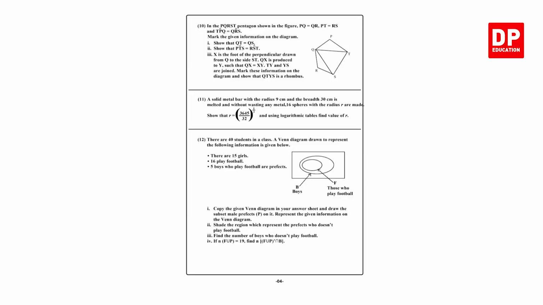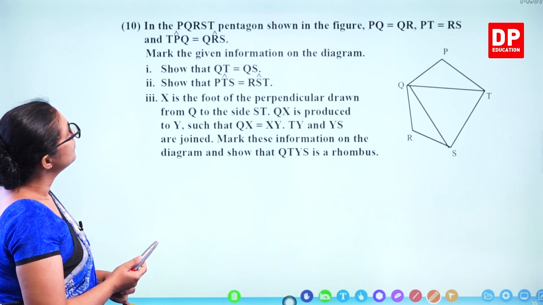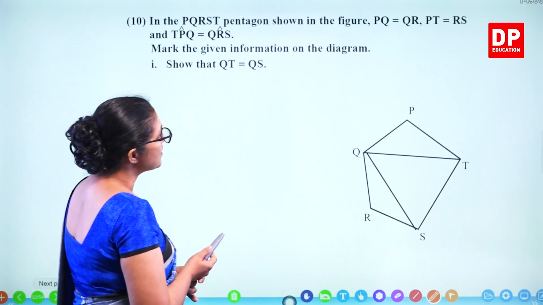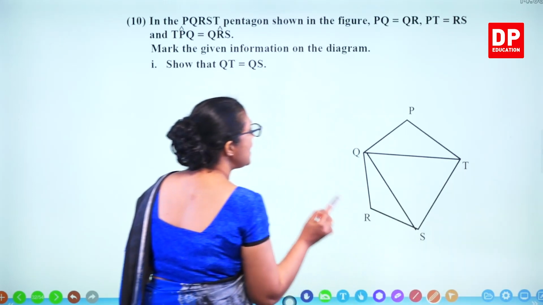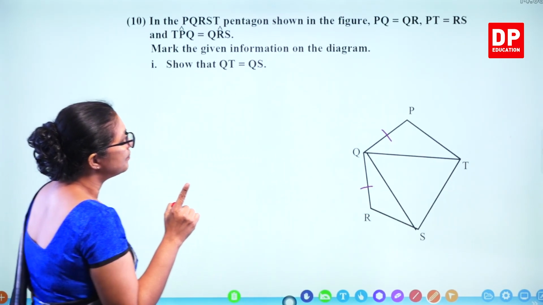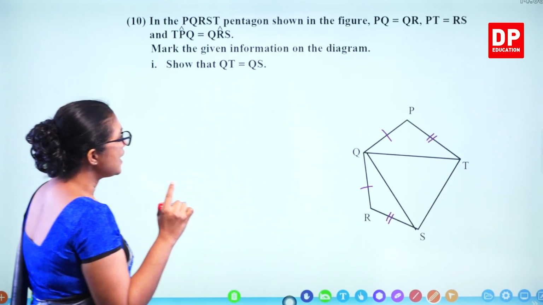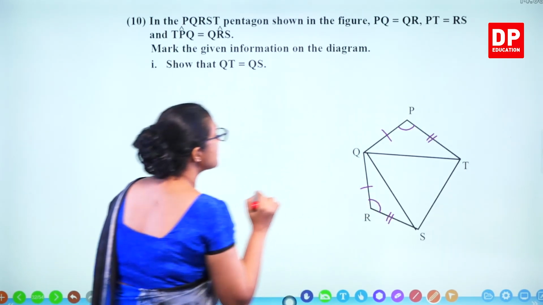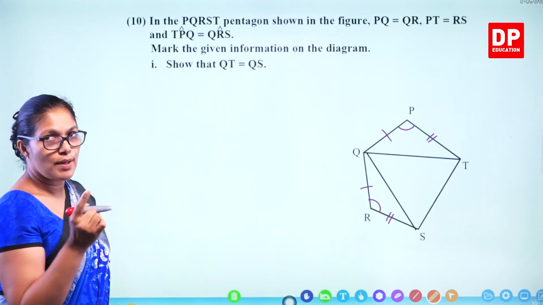Now you can try 10, 11, 12. We'll take question number 10. So you get 3 parts. This is about proofs again. First part, in the PQRST pentagon shown in the figure, PQ is equal to QR. So we'll mark all the information. PQ is equal to QR. PT is equal to RS. TPQ angle is equal to QRS angle. Mark the given information on the diagram. Show that QT is equal to QS.